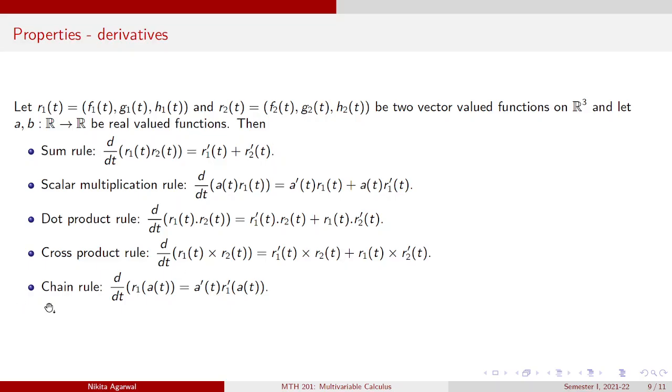Then you have the chain rule, where if you apply a, which is a function from R to R, inside a vector valued function r1, and you take the derivative, it's nothing but a prime t, which is the derivative of the inside, times the derivative of the outside, which is r1 prime at a(t). Okay, so these are several properties, and we will be discussing these in the tutorial. So I will not discuss those here.